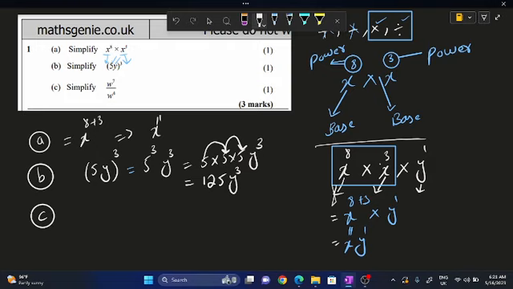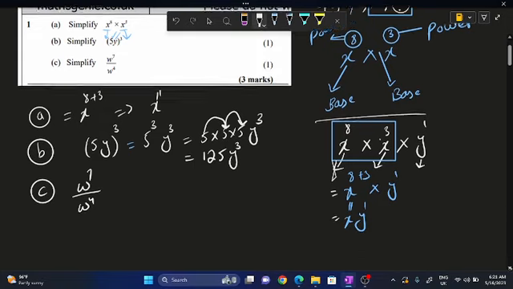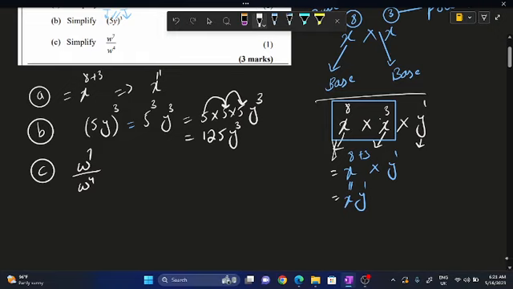Moving towards C. C is w raised to the power 7 divided by w raised to the power 4. Now look here, division operation is used here, right? So whenever the question is in division form, you have to convert it into multiplication first. So division will be changed into multiplication by shifting the denominator to the numerator.